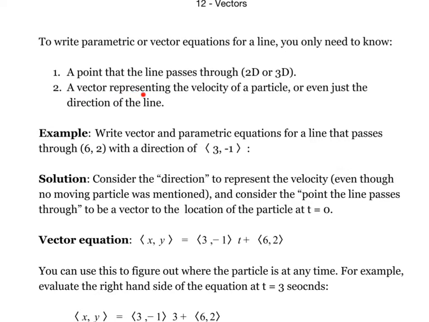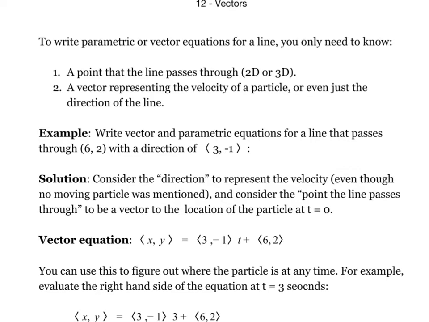And secondly, you need a vector that represents the velocity of the particle. That can just be an expression of the direction of the line. It doesn't actually need to be modeling something moving through space. The velocity vector is just a way of expressing the direction. For example, a direction vector of <1, 2> would be identical in direction to a direction vector of <2, 4>. Any scalar multiple of a vector has the same direction. Any vector times 5 is going to be the same direction as the original vector.